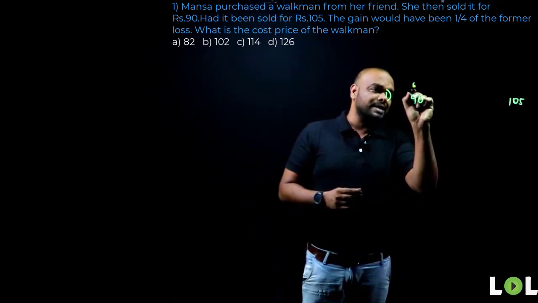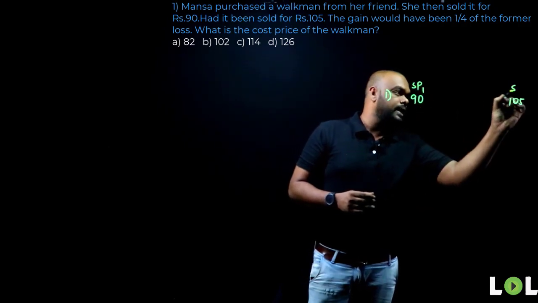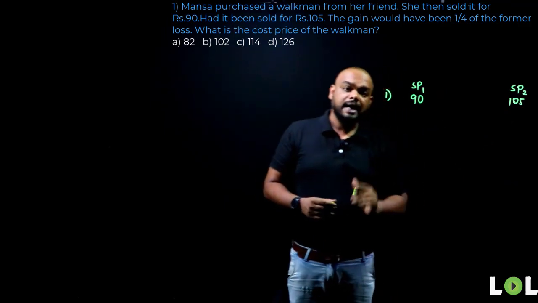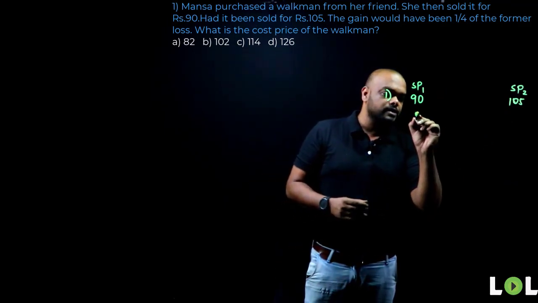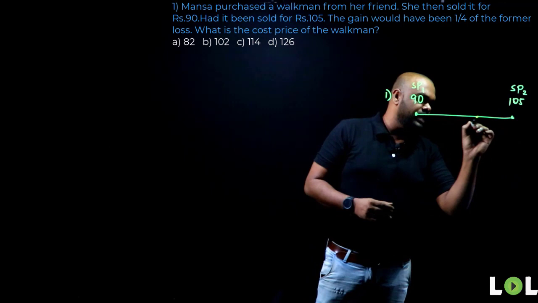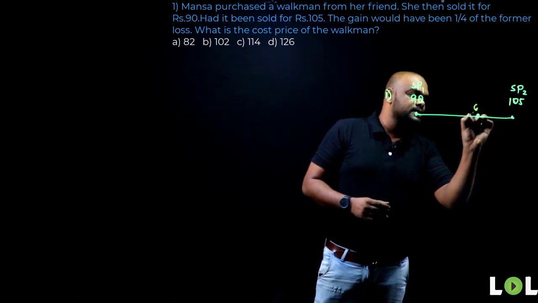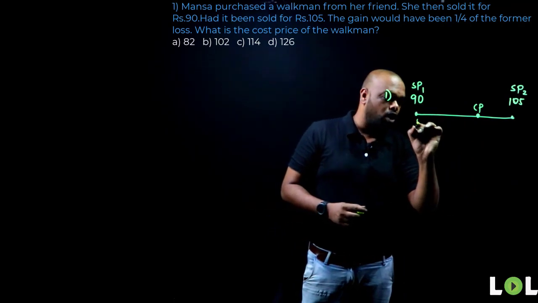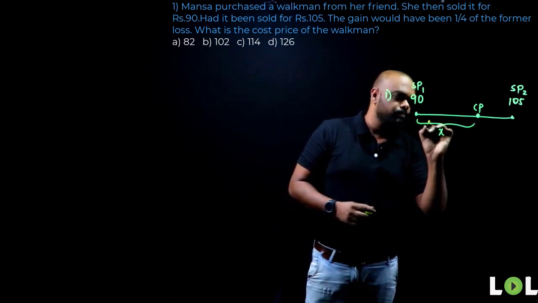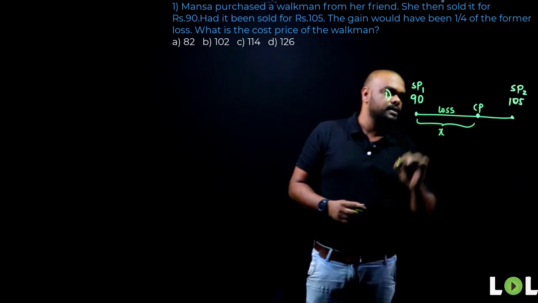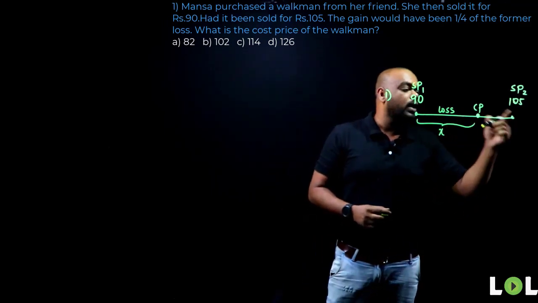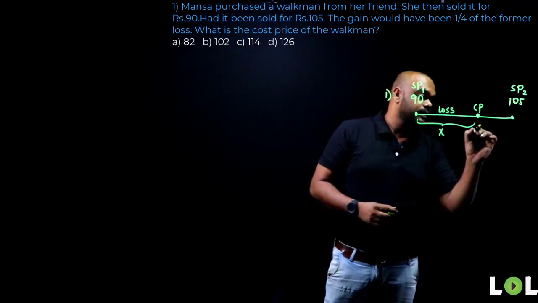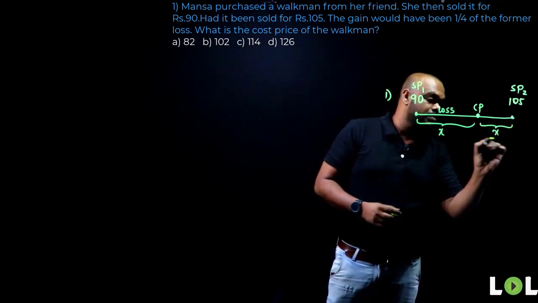Look guys, this is one selling price, SP1, let us call the other SP2. Now here she made loss, here she made profit. It means our cost price should lie somewhere between them. This is the cost price. When she sold at 90, she made a loss of rupees, let us say X. But if she sells it at 105, she would have made a profit, which is 1/4 of the X, that is, X by 4.